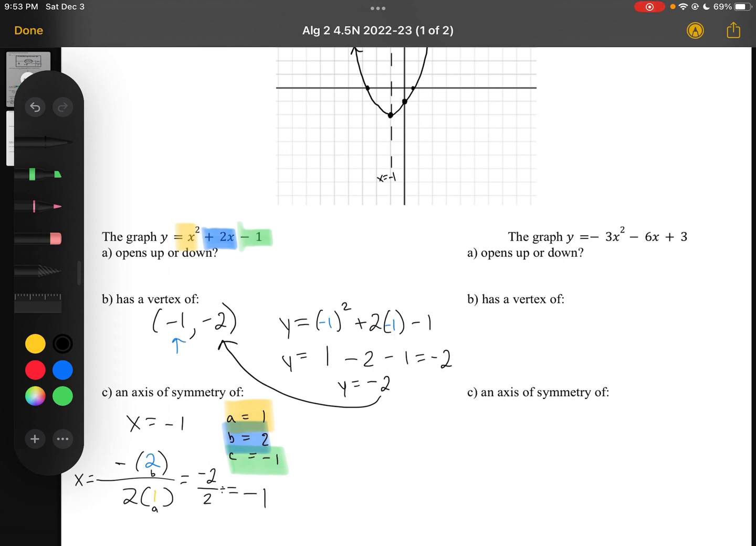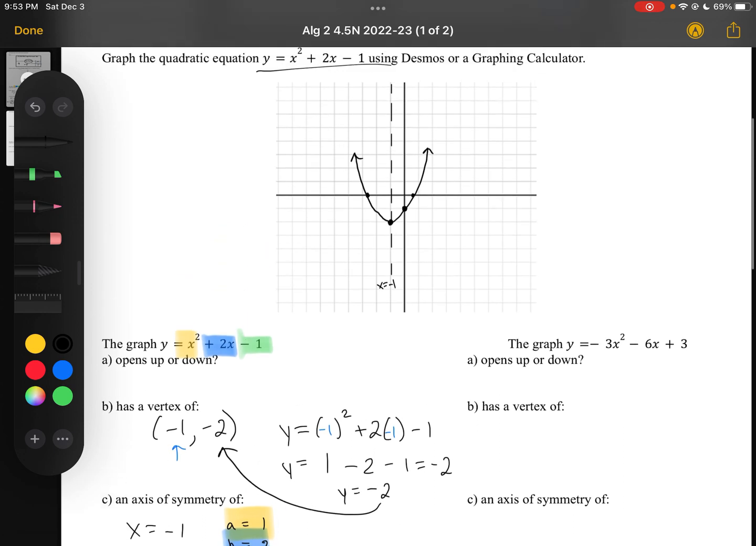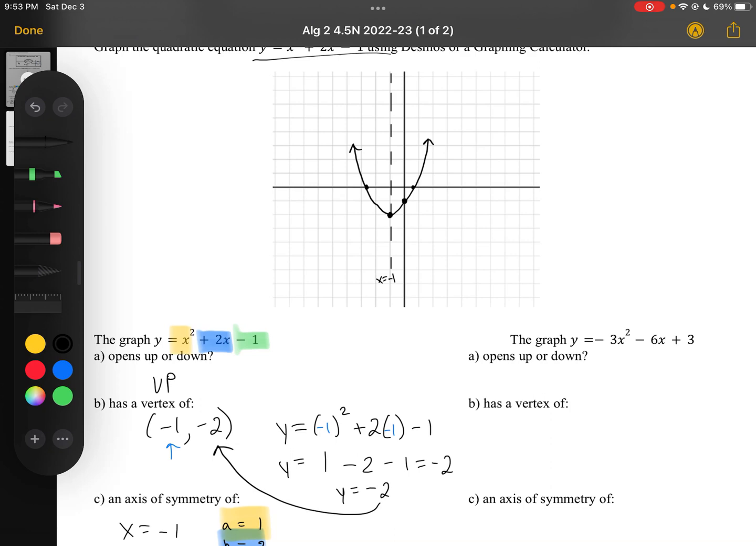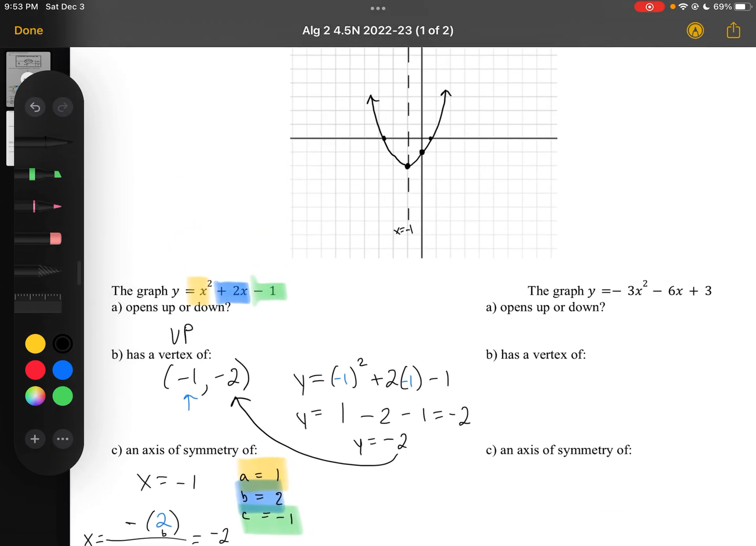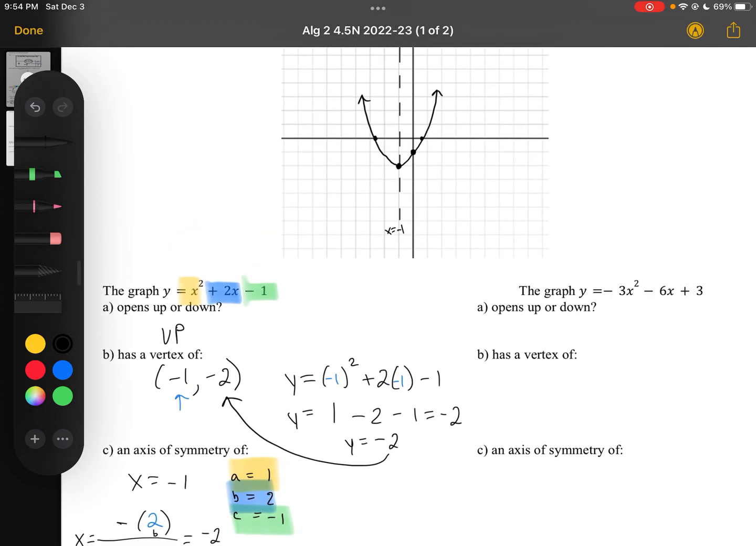So the last thing for now that we're going to take a quick look at here is if it opens up or down. So this one, it's like a bowl. It opens up. And I think that's actually all for this one. So the nice thing here, opening up, we can determine using our a value. So if a is greater than 0, it's a fancy way of saying it's positive, then we're going to see a graph that opens up. If a is less than 0, so if you see a negative a, then we know that it opens down.